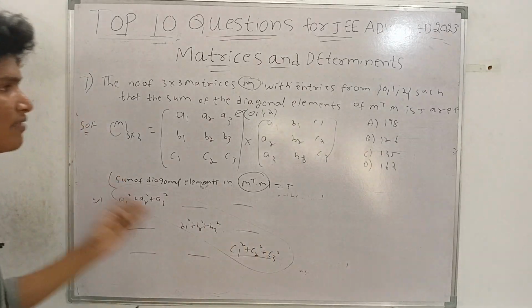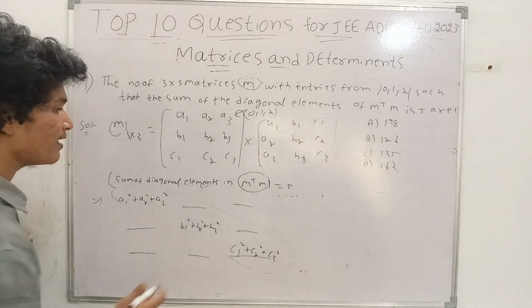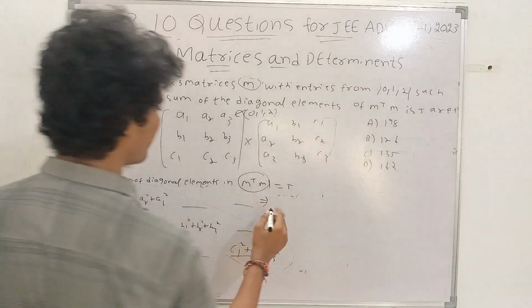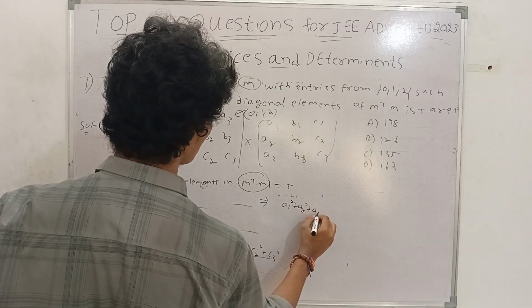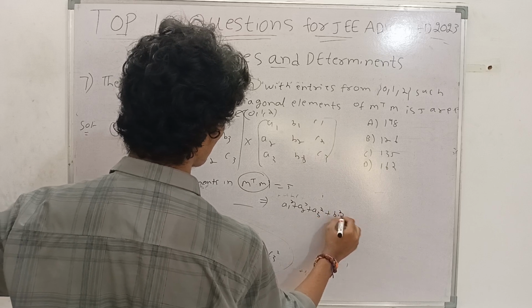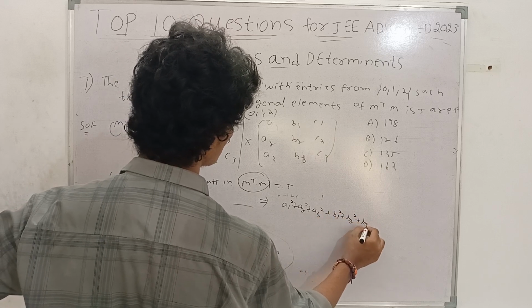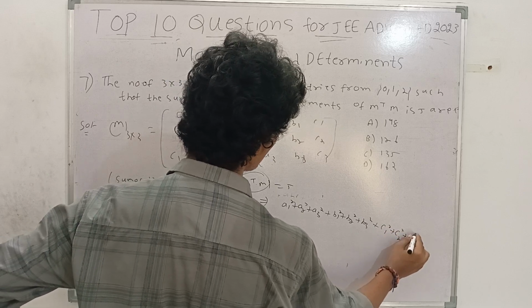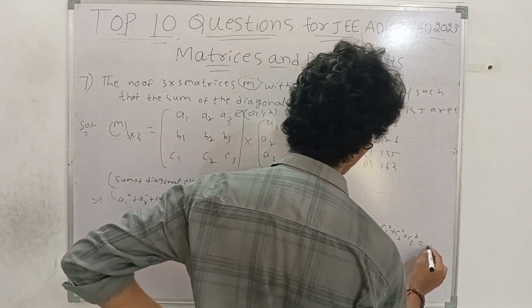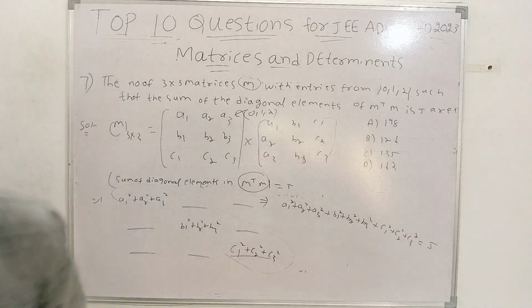They said that the sum of these diagonal elements is equal to 5: A1 square plus A2 square plus A3 square plus B1 square plus B2 square plus B3 square plus C1 square plus C2 square plus C3 square is equal to 5. They given. Now we have to check the possibilities.